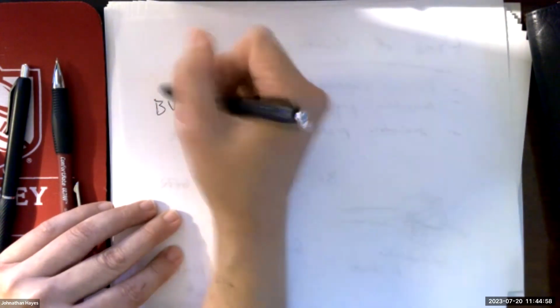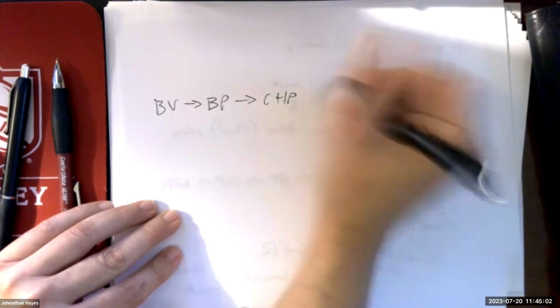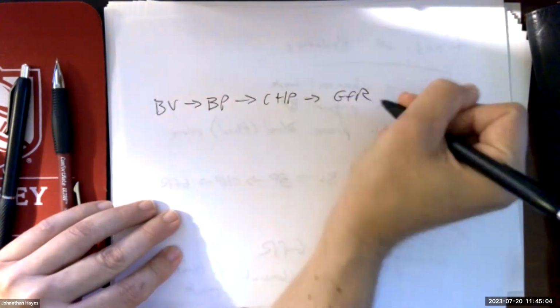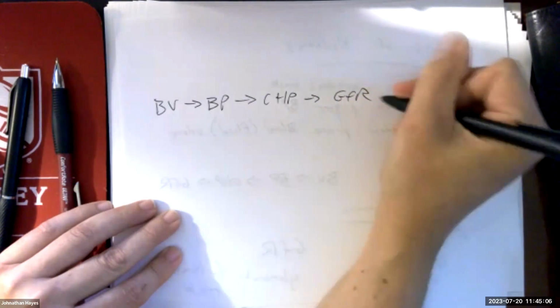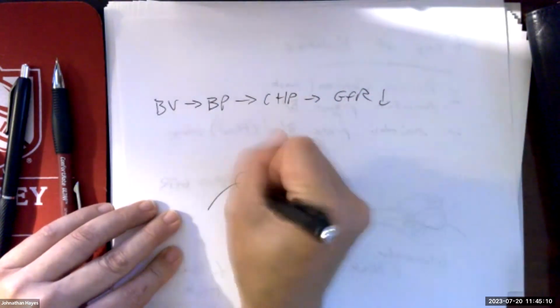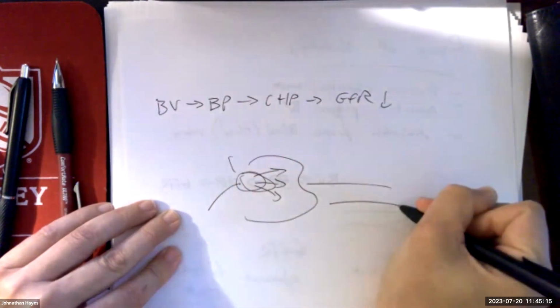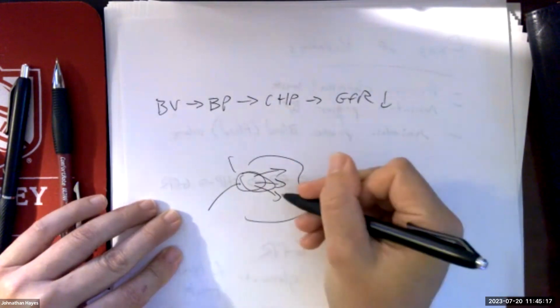And so if blood volume goes down and blood pressure goes down, that means CHP is going to go down. And if CHP goes down, that means GFR is going to go down. And if my glomerular filtration rate goes down, that's a problem, right? Because if GFR goes down, that means I'm not getting enough substance into this Bowman's capsule to sort through. So my tubular system is not going to have enough stuff to work with.